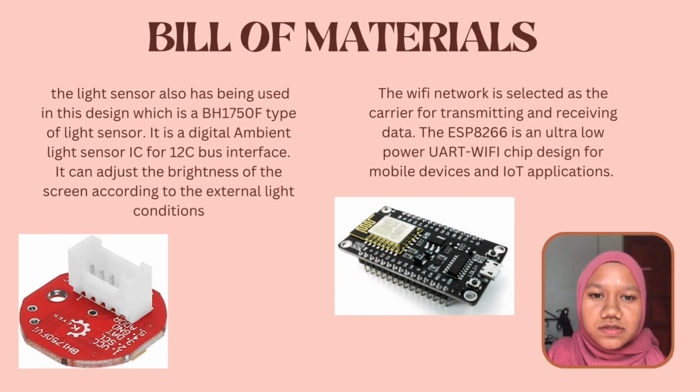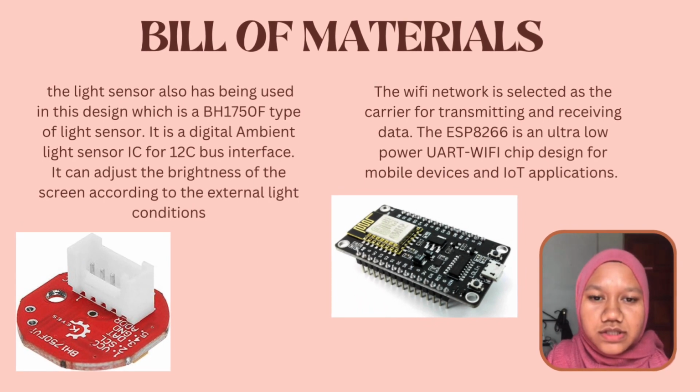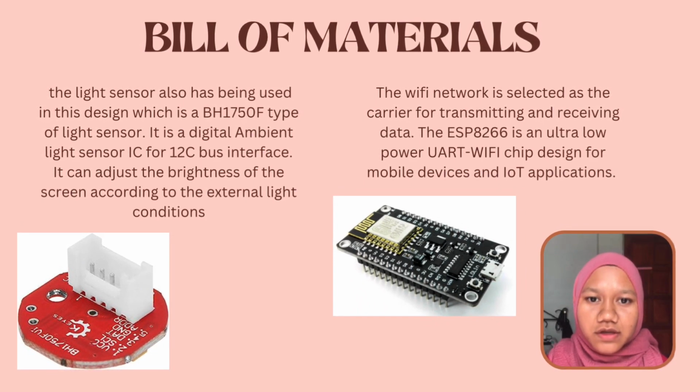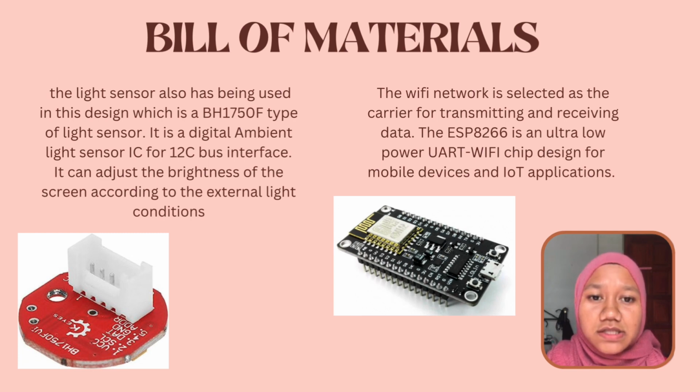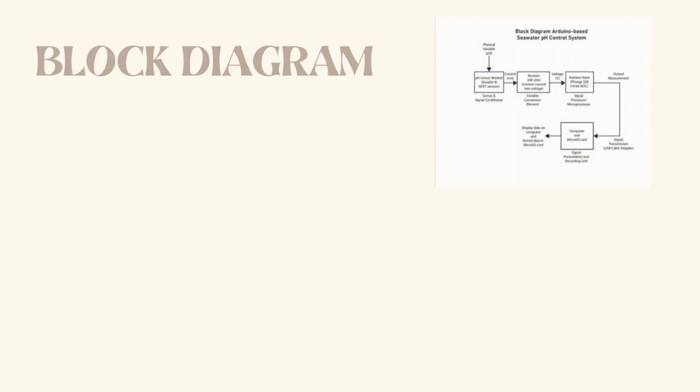The light sensor has also been used in this design, which is a BH1750F type of light sensor. It is a digital ambient light sensor IC with an I2C bus interface. You can adjust the brightness of the screen according to the external light conditions. Moreover, the Wi-Fi network is selected as the carrier for transmitting and receiving the data. The ESP8266 is an ultra-low power Wi-Fi chip designed for mobile devices and IoT applications.